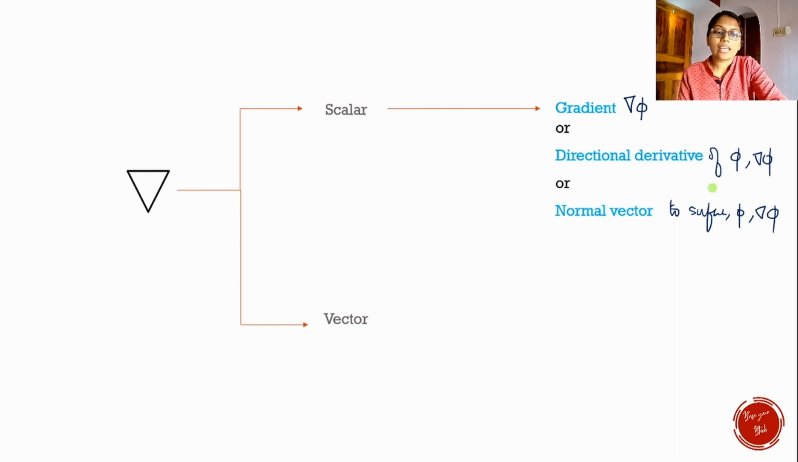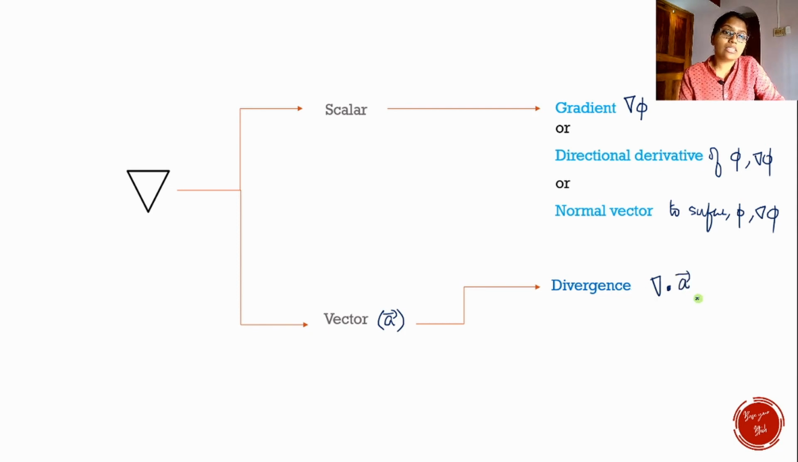Got it? And again, del can be applied to a vector also. There we will have two multiplications, just like the dot product and cross product. We can have two operations for a vector quantity, that is divergence. Divergence means it is del dot, here we have to deal with a vector, isn't it? So, let it be vector A. So, del dot A is the divergence of A.